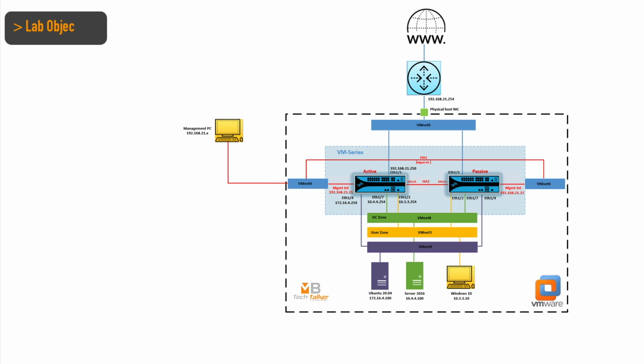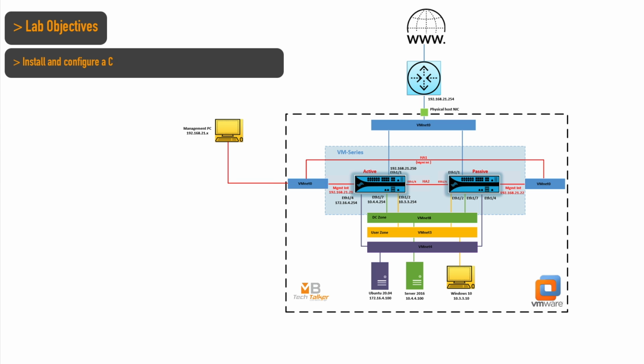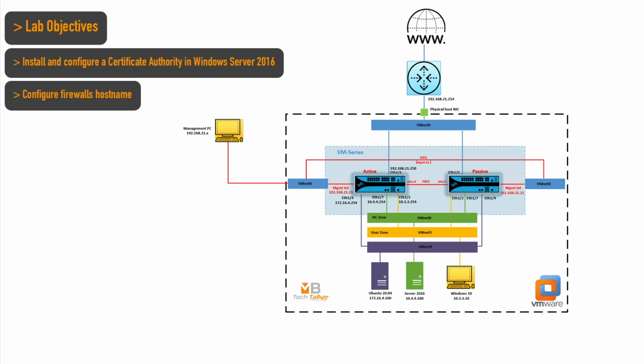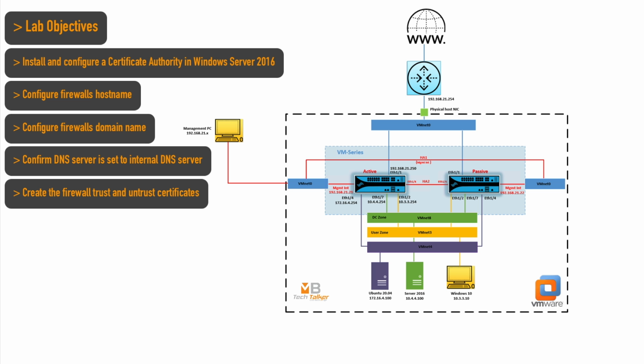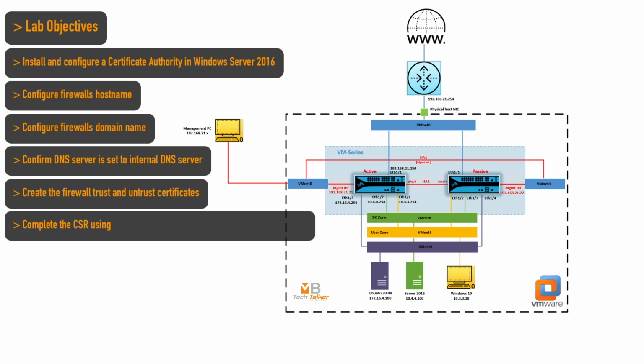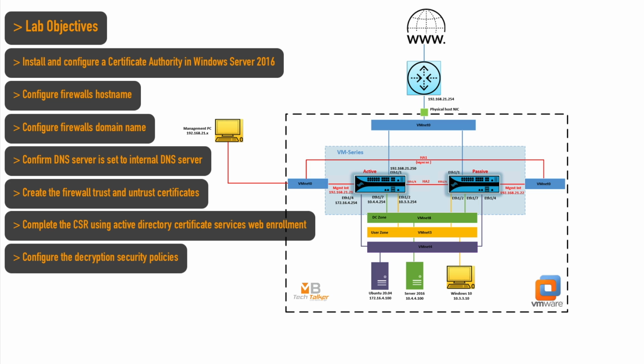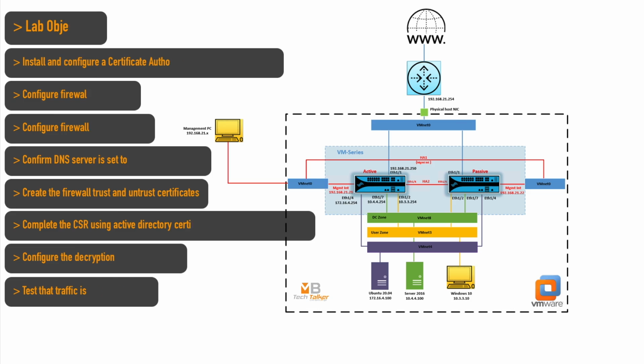The lab objectives are as follows: install and configure a certificate authority in Windows Server 2016, configure the firewall's hostname, configure the firewall's domain, confirm that the DNS server is set to the internal DNS server, so that's the Windows 2016 server, create the firewall trust and untrust certificates, complete the CSR using Active Directory Certificate Services web enrollment, configure the decryption security policies, and test that the traffic is being decrypted.